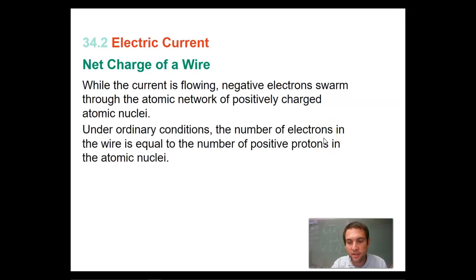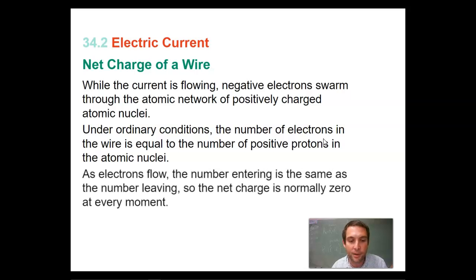Under ordinary conditions, the number of electrons in the wire is equal to the number of positive protons in the atomic nuclei. The electrons flow. As electrons flow, the number entering is the same as the number leaving. Just like that pipe filled with water. We put a little bit of water up here, eventually down here, the water is going to come out. Same amount, no more, no less. As electrons flow, the number entering is the same as the number leaving, so the net charge is normally 0 at every moment.